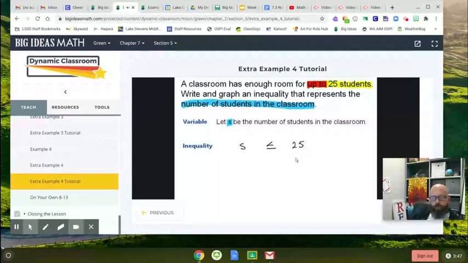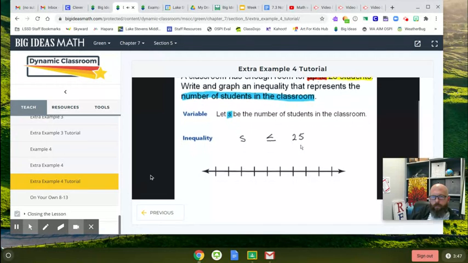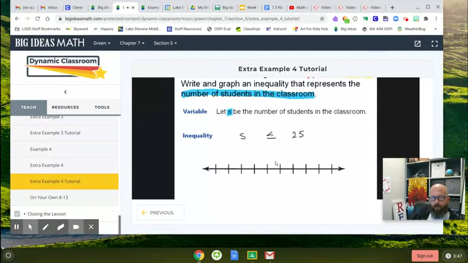Now let's graph the inequality. First, we need to label the number line. Put 25 near the center of the number line and label the numbers to the left and to the right. Next, we need to determine if there is an open circle or a closed circle at 25. Because S is less than or equal to 25, 25 is a solution of the inequality, so we will use a closed circle.